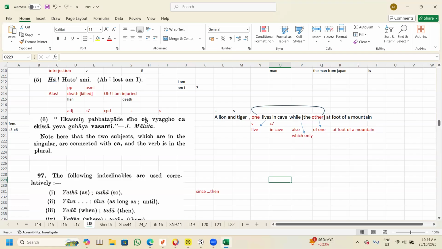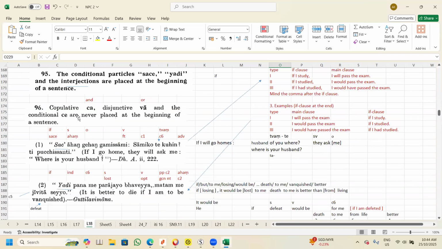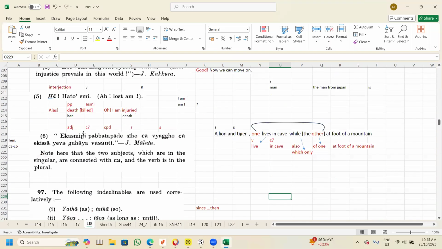This is the "and" we were talking about just now. Here, they say it is copulative, and this is the "and". They say it never appears at the beginning, because the locative is in front. It cannot be "che siho". It has to be "siho che viago che". You can use one che or two che. So it cannot be in front of the siho. That's what it's trying to say.